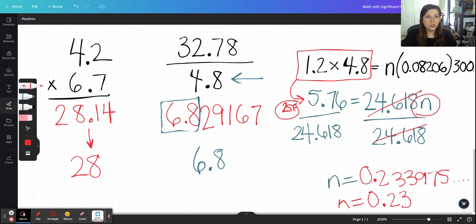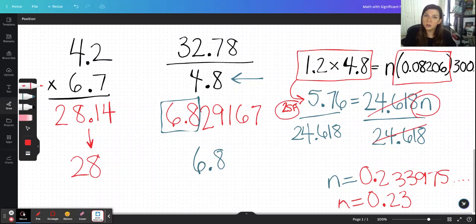And something to note is when we have physical constants like this right here, or we have quantities, we don't consider that when we're looking at counting significant figures. That 0.08206 is a physical constant called the ideal gas constant. That is a set number of significant figures. We're not going to consider it when we're looking at other stuff.